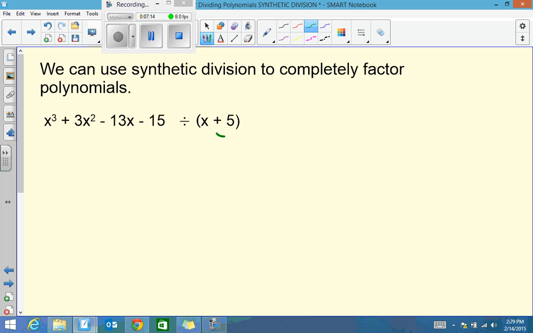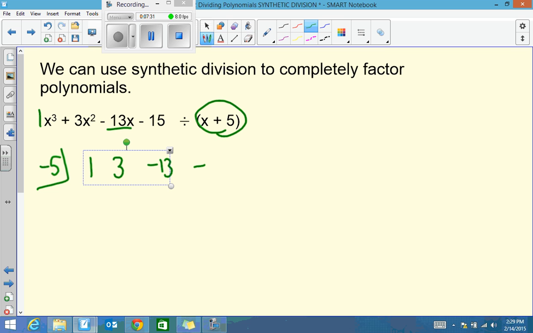So we have x plus 5. So we're going to set up our divisor as minus 5. Again, we just use the opposite. Now we set up our coefficients. We bring down our 1, our 3, our negative 13, and our negative 15. Skip a little space, draw a line.